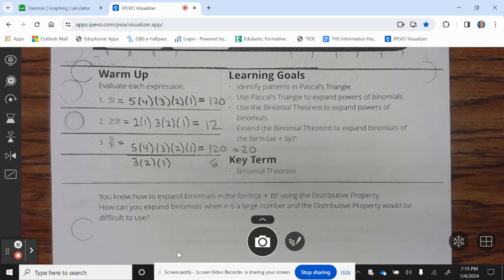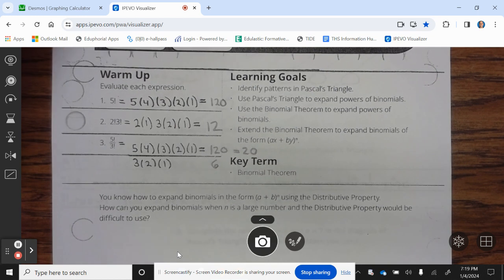Before that, almost forgot. You know how to expand binomials in the form of a plus b to the n using the distributive property. How can you expand binomials when n is a large number and distributive property would be difficult to use? Now let's look at the next page.